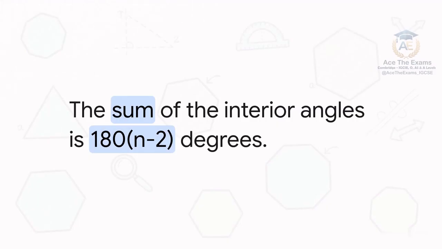Which brings us perfectly to the formal mathematical way of writing what we just figured out, the interior angle formula. 180 times n minus 2. Now, I don't want you to just memorize this as some random sequence of numbers and letters. I want you to see the hidden geometry working behind the scenes. That n minus 2 is literally just the number of hidden triangles locked inside the shape. Multiply that by 180 degrees, and boom, you've got the total interior degrees of the entire polygon.